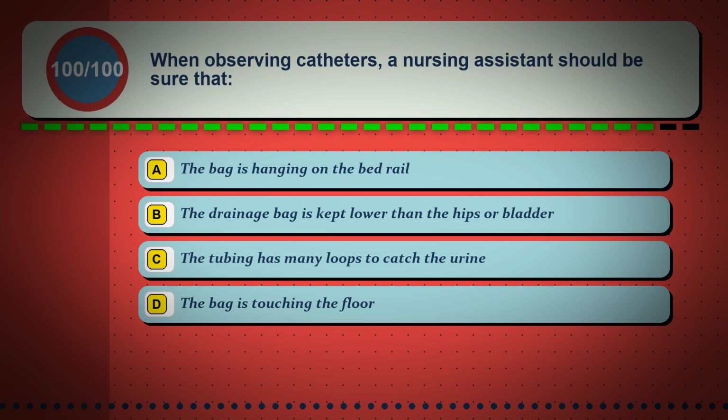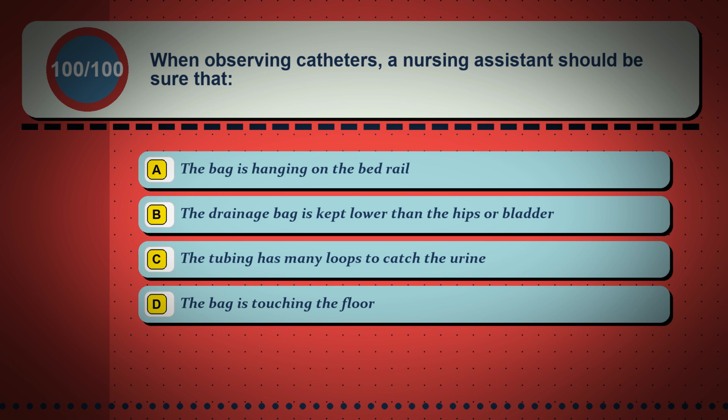Question 100. When observing catheters, a nursing assistant should be sure that: Option A. The bag is hanging on the bed rail. Option B. The drainage bag is kept lower than the hips or bladder. Option C. The tubing has many loops to catch the urine. Option D. The bag is touching the floor.